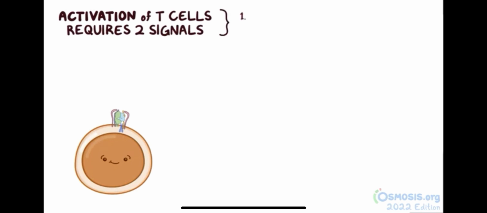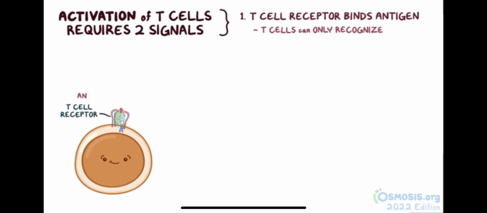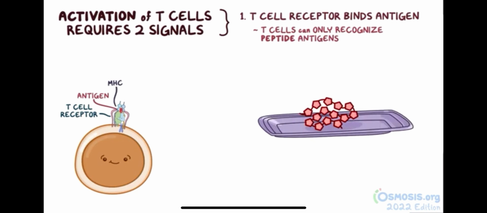The first signal occurs when a T cell receptor binds to an antigen. Now, a T cell receptor can only recognize antigens that are peptides, rather than carbohydrates or lipids. And the T cell receptor also needs to have a peptide presented on a major histocompatibility complex, also known as an MHC. MHC molecules act like serving platters and present the antigen to T cells.